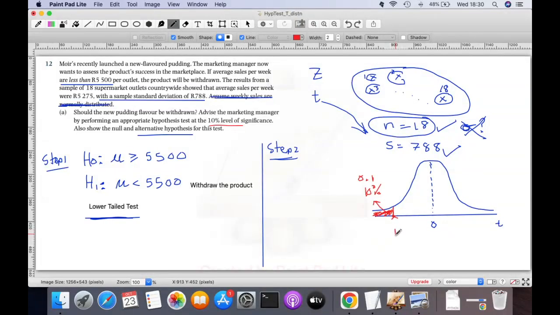So from here, all the way to the left of this, whatever this value is that we get here, anything on the left of it, you're going to reject H0. Now, how do we find this value?